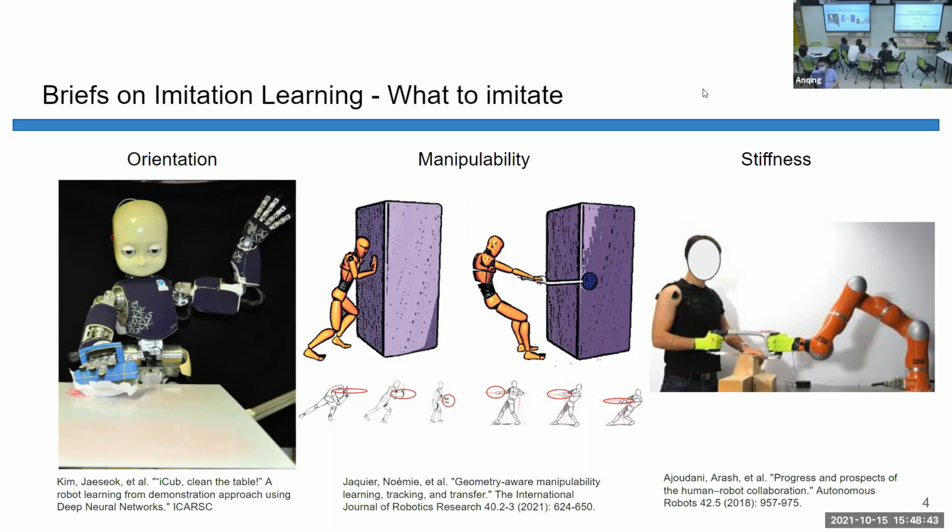Also, in this pull and pushing task, manipulability matters. So manipulability could be the quantity to be imitated by the robot. And in this wood cutting task, stiffness plays an important role in realizing the task.